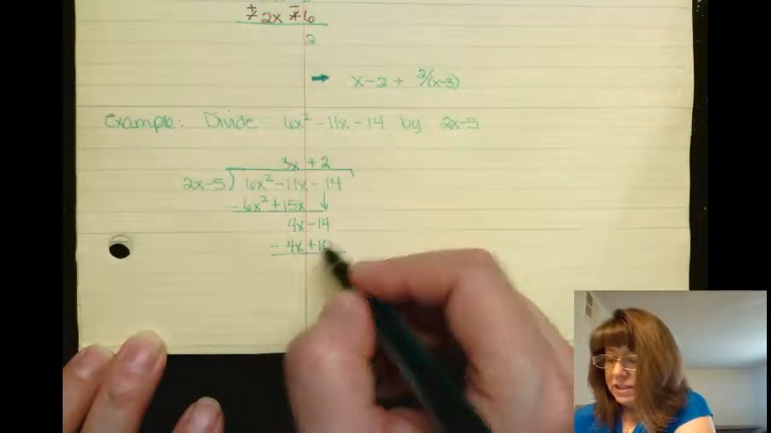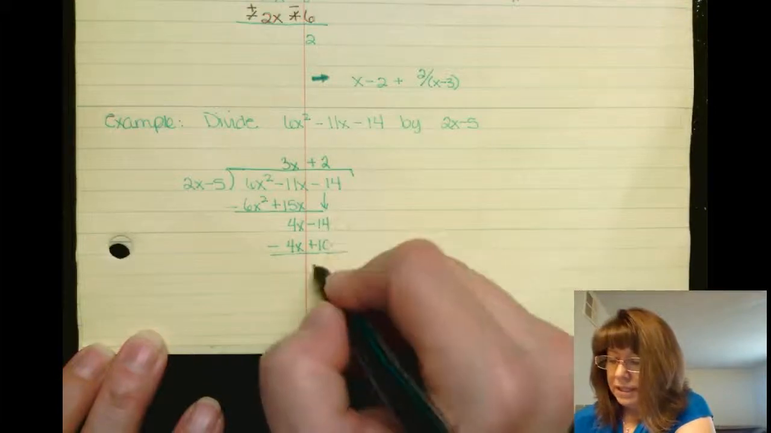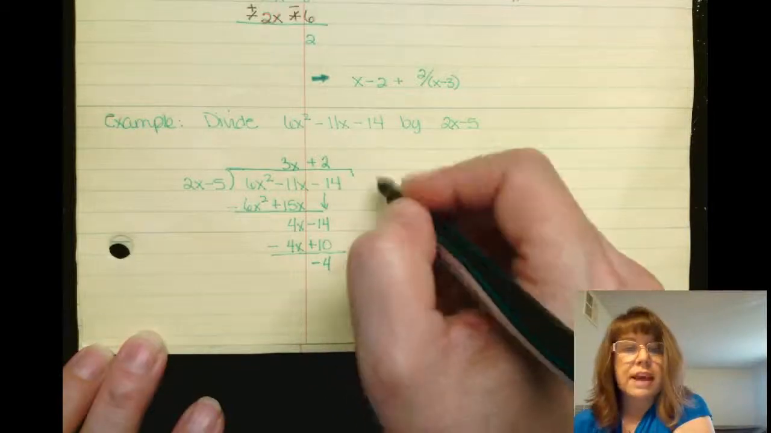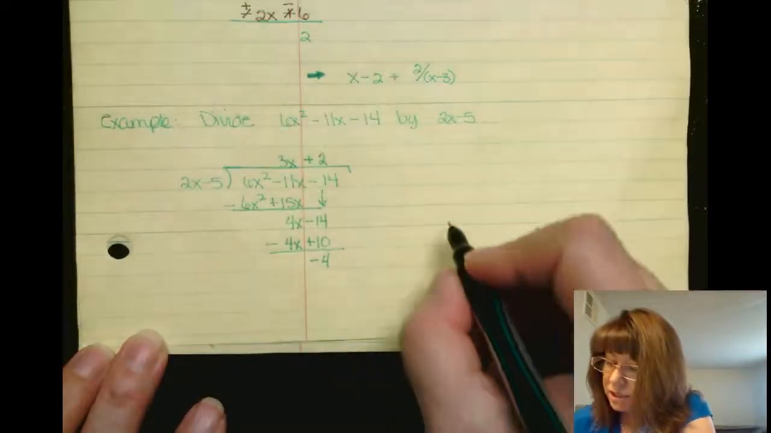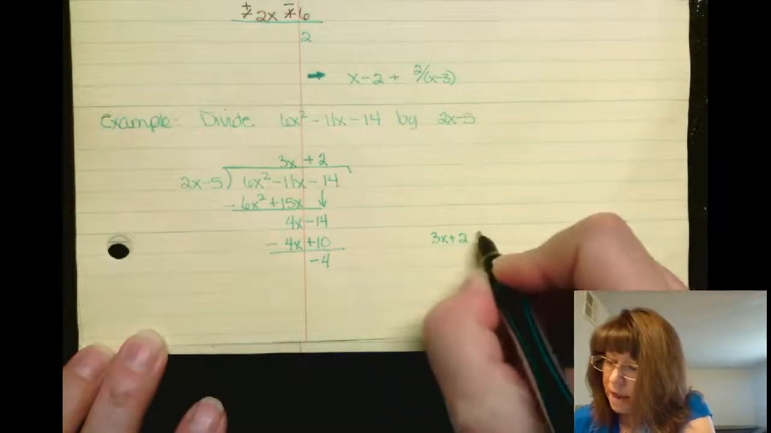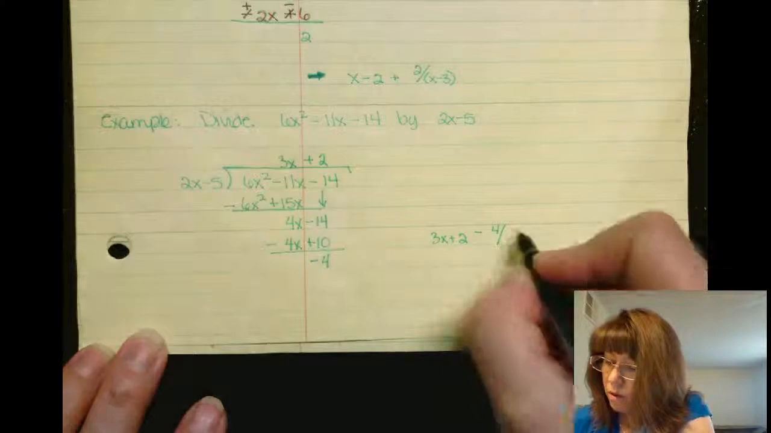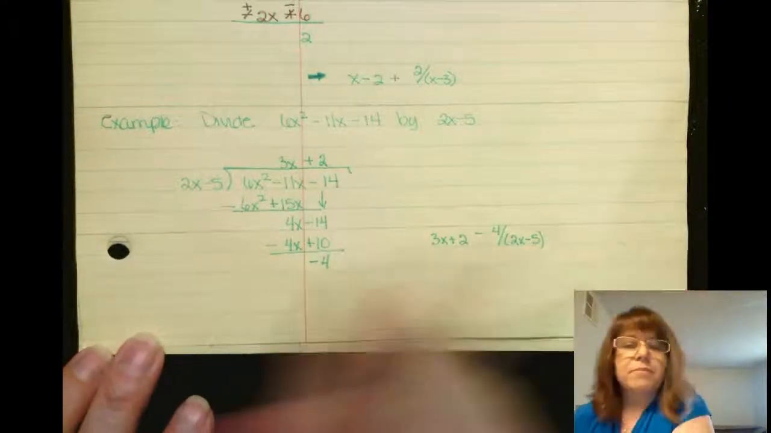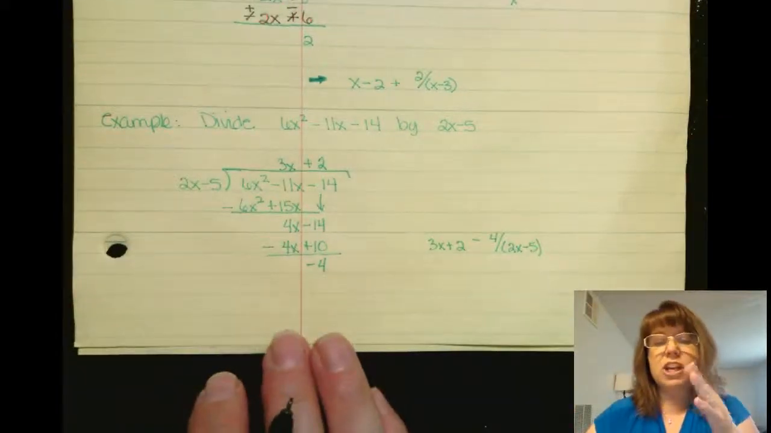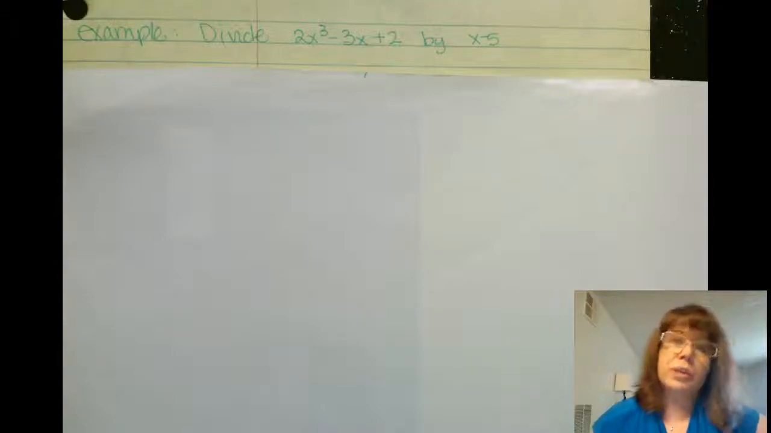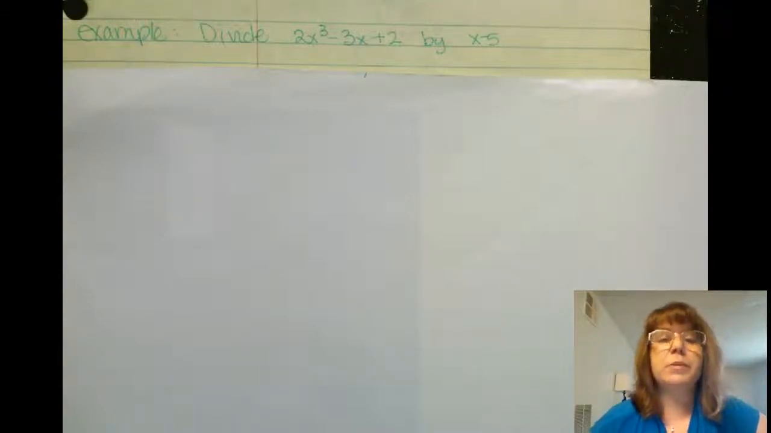4x minus 4x is 0. Negative 14 plus 10 is negative 4. That is our remainder. We have no other terms to bring down. So our final solution is going to be 3x plus 2 minus 4 over quantity 2x minus 5. Because of how I wrote it with the slash, I do need the parentheses. I will say the more that you work with this procedure, the better you'll be with it. So let's work through another example.